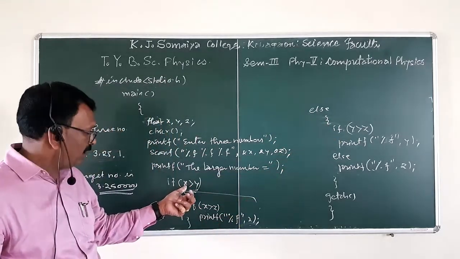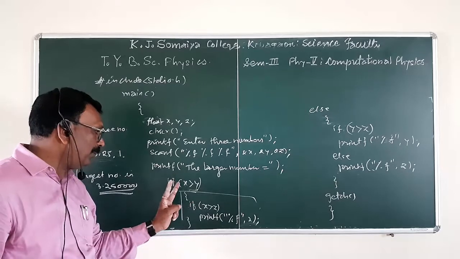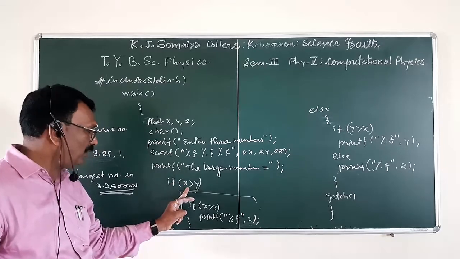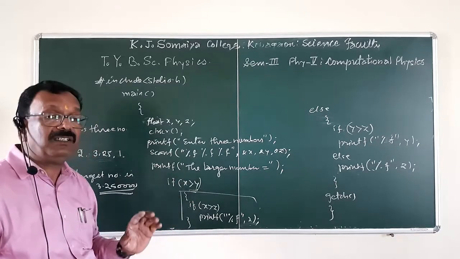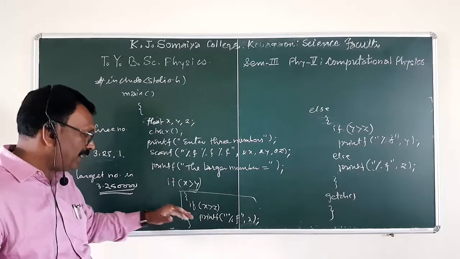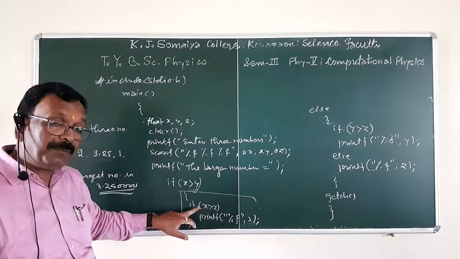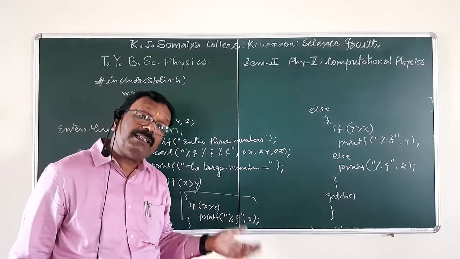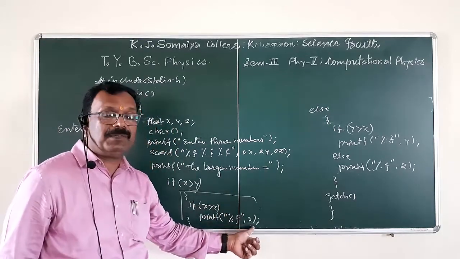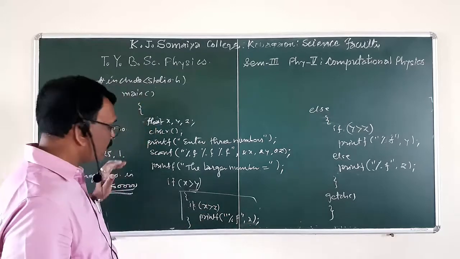Here, first, out of the three numbers, the first two numbers are checked: the condition for two numbers, whether the first number is greater than the second number. If yes, then again check whether the first number is also greater than the third number. If yes, then print the first number as the largest number.